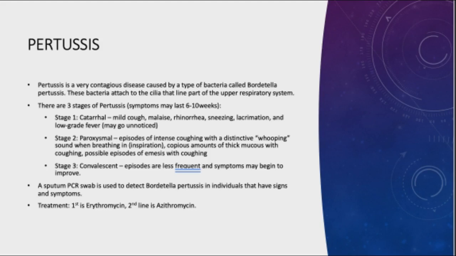A sputum PCR swab is usually used to detect Bordetella pertussis in individuals that have signs and symptoms, so keep that in mind. And then treatment: the first line is erythromycin, although erythromycin does cause a lot of GI issues. So a lot of people are finding they move on to the second line, which is azithromycin, but both of them can be used.